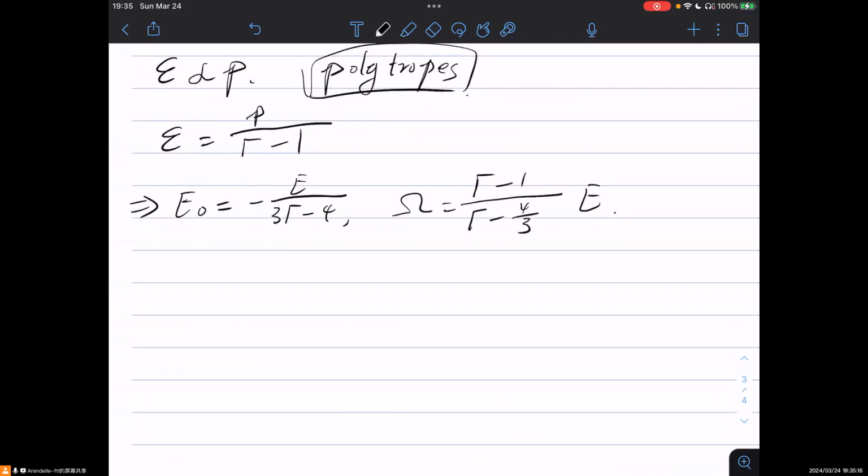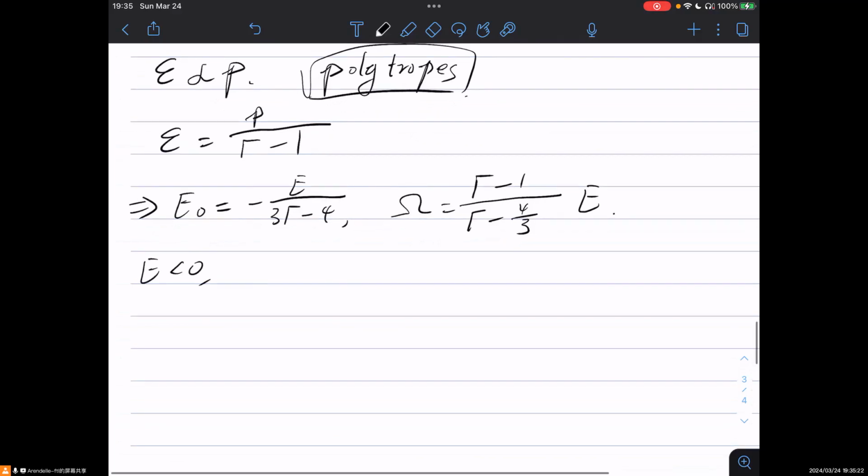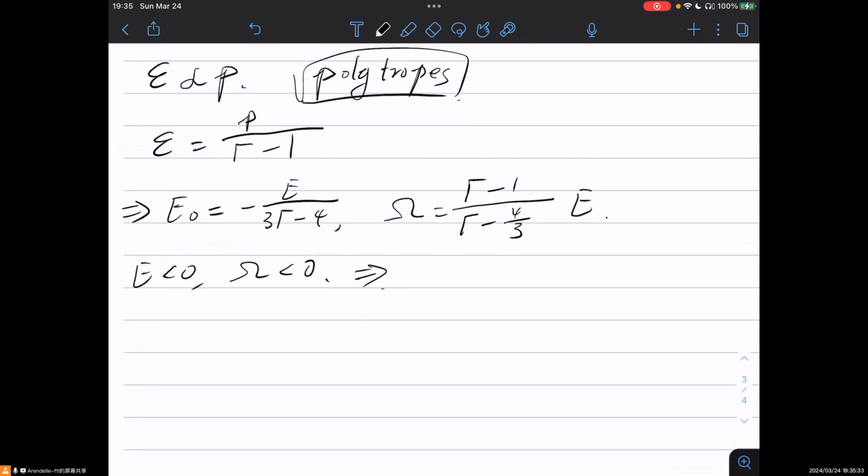Now, for stable stars, we know the total energy will be negative, and of course the gravitational potential energy omega will be negative too. So we obtain the stable condition: gamma larger than 4 over 3. This will be useful in later discussion about stars.